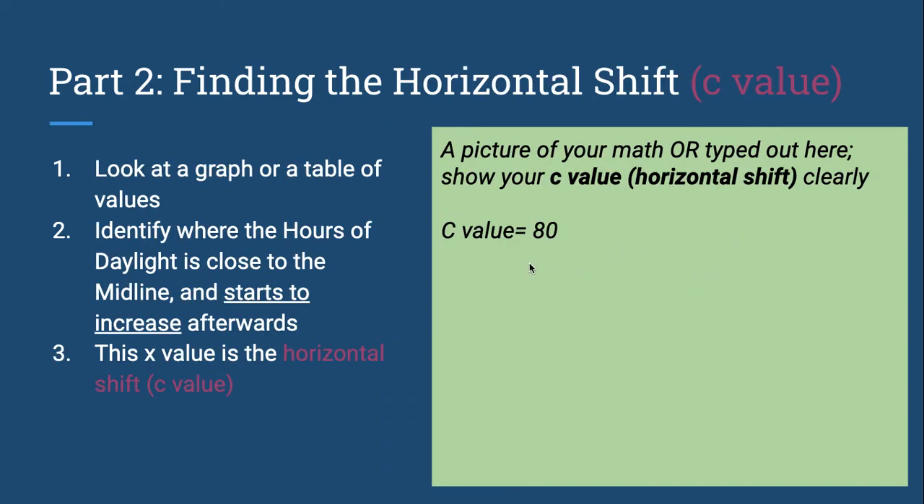And here is the horizontal shift, the C value. This is when the spring equinox is. And for Oregon, because it's in the north, that's March 21st, which is day 80. If my city had been in the southern hemisphere, the horizontal shift would be 264, which is September 21st.